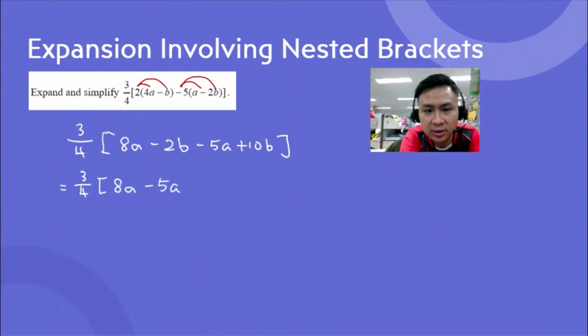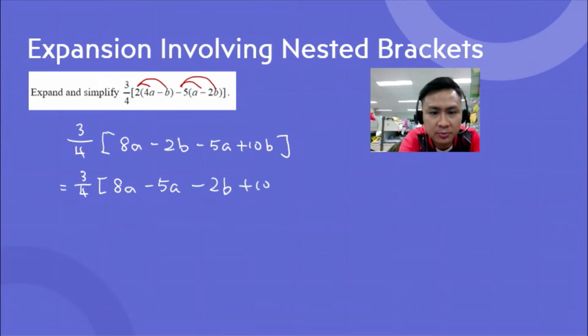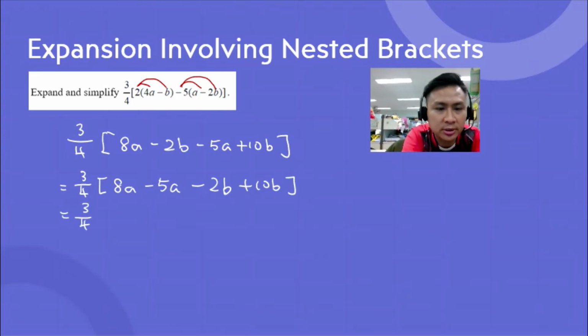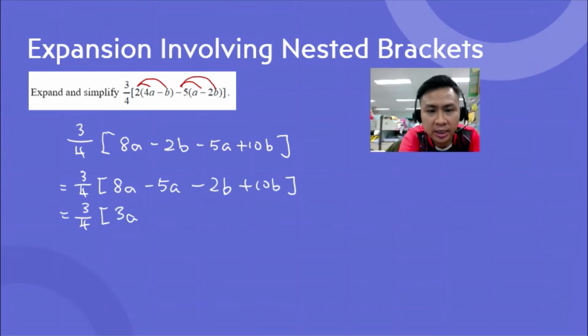Okay, because the sign on the left side of 5a is negative. Minus 2b. Again, the sign on the left side of 2b is negative. Plus 10b. The sign on the left side is positive. Okay, after that you can just use your calculator. 8a minus 5a, you get 3a. Negative 2b plus 10b, you get plus 8b.